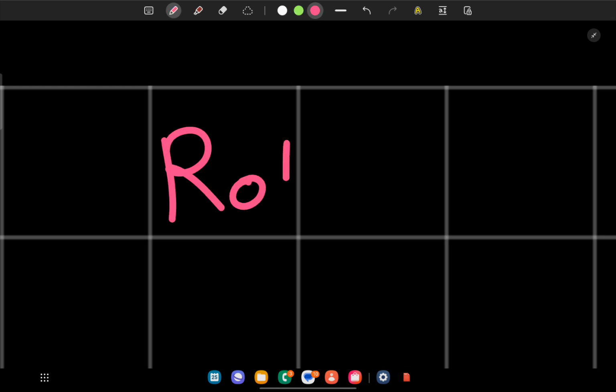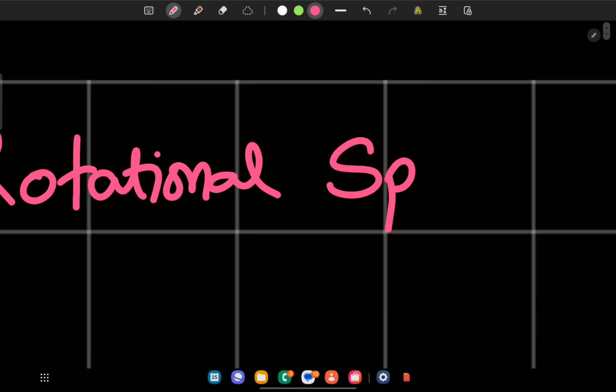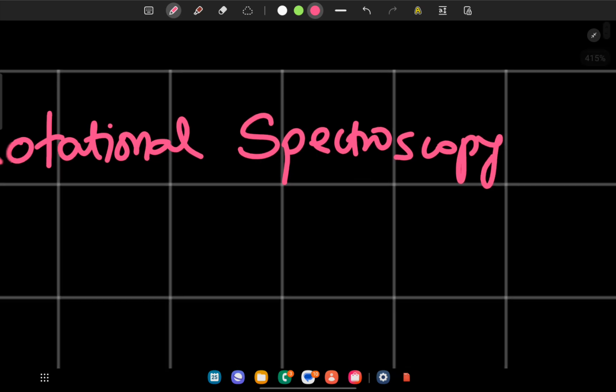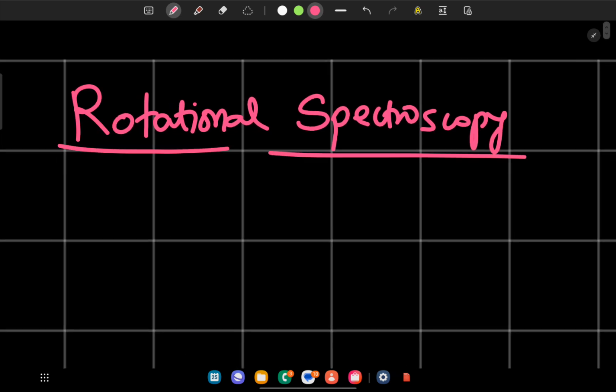Today, we are about to study an interesting topic which lies under the broad umbrella of physical spectroscopy. Today, our major focus will be on studying an interesting spectroscopy which is also known as rotational spectroscopy. Now what exactly is rotational spectroscopy?